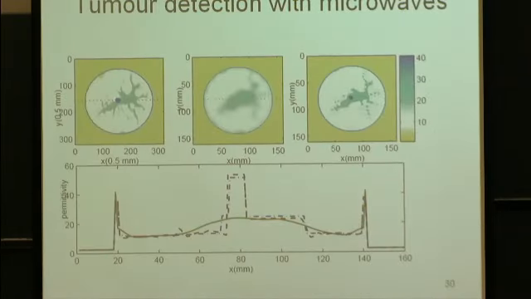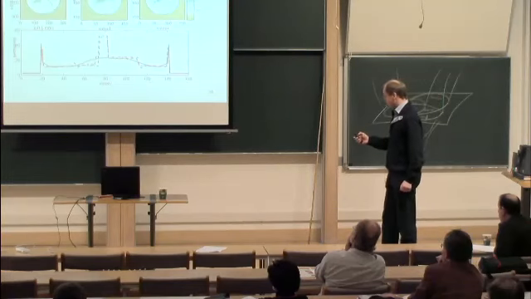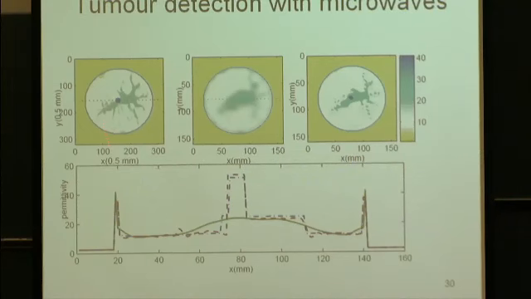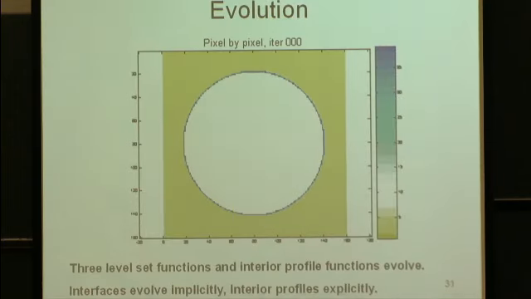Here is an example where you have the breast, and an embedded tumor. Here is a typical pixel-based reconstruction, and here would be a level set reconstruction using this technique of the multi-level set. And here is a cross-section. I want to show you, so here the green one is a pixel-based, I think the red one is a correct tumor, and the blue one is a level set reconstruction.